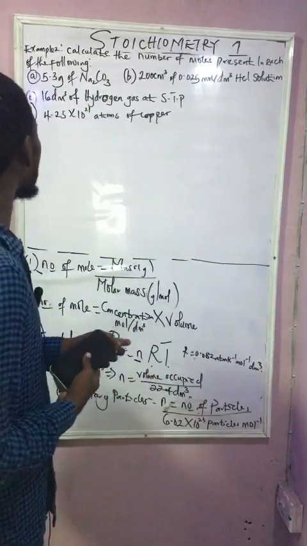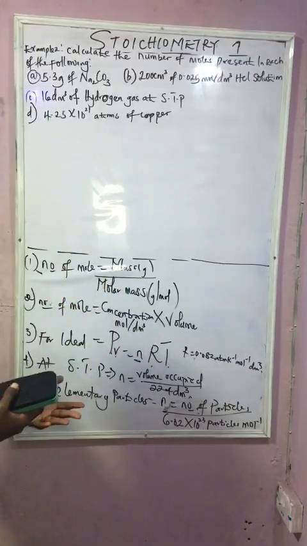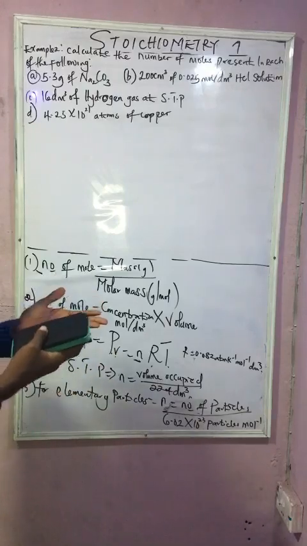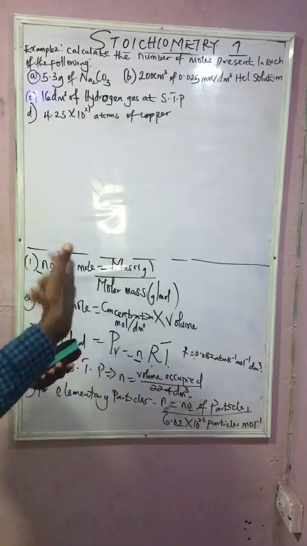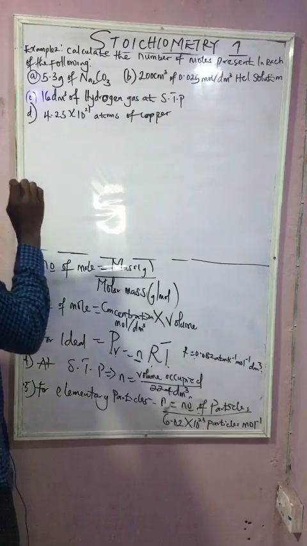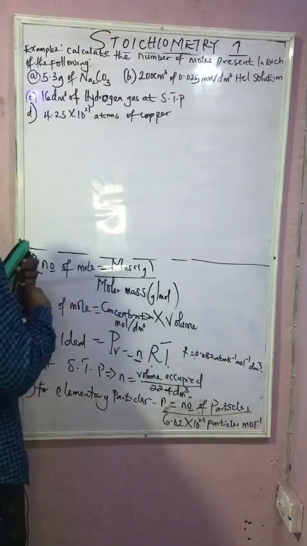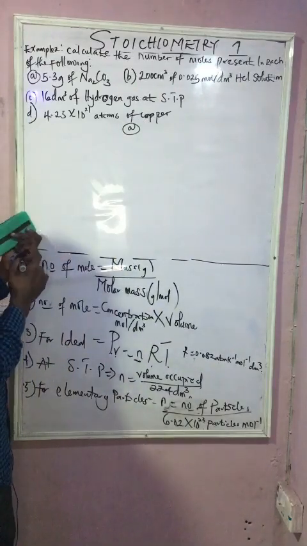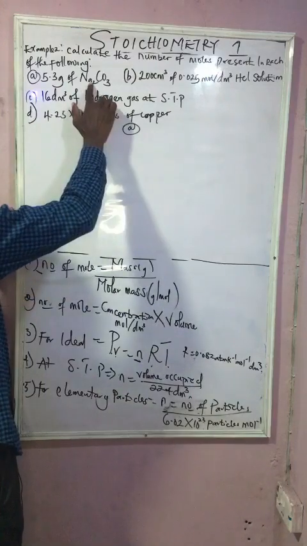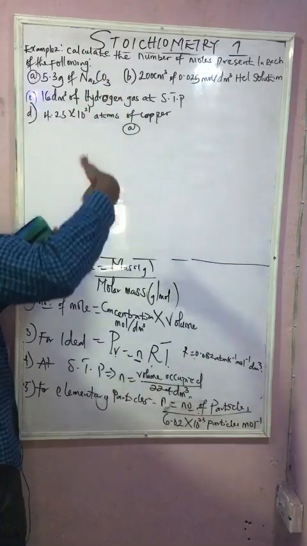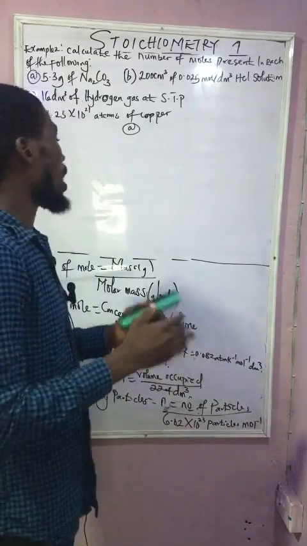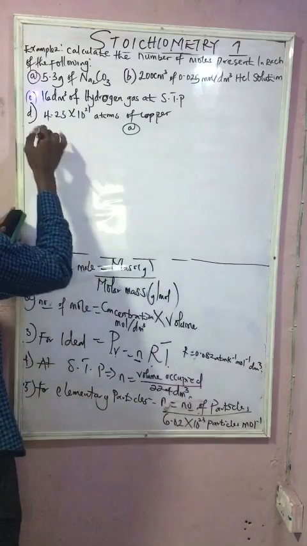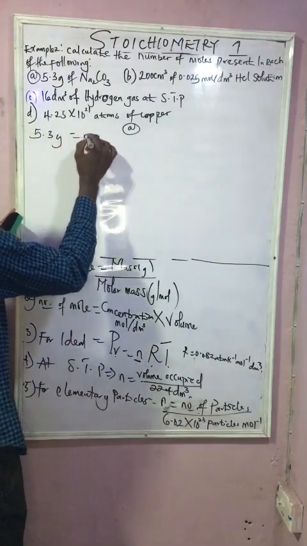Guys, this is the second example which we are going to play with. First and foremost, they said calculate the number of moles present in each of the following. The first one is 5.3 gram of sodium carbonate. The first thing we are going to do is look for the molar mass, because we are looking for the number of moles. So now we are going to take a look at the formula under the mole and its relationship. Is that clear now? So 5.3 gram is equal to the mass.